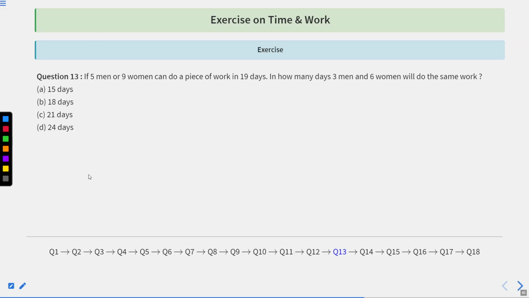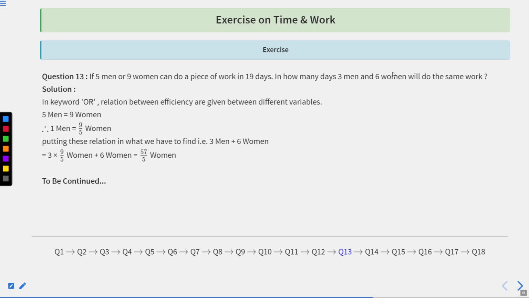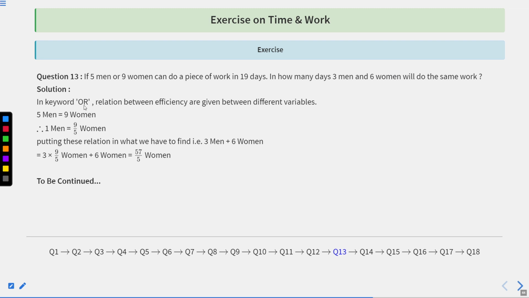Question number 13. If 5 men or 9 women can do a piece of work in 19 days, in how many days will 3 men and 6 women do the same work? So in the keyword "or", the relation between efficiencies is given between different variables. So 5 men is equal to 9 women. That is 1 man equal to 9 by 5 women.